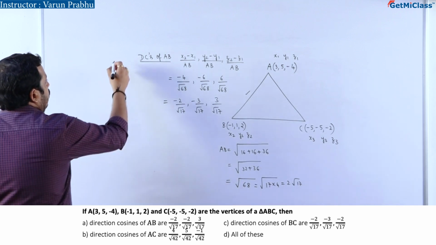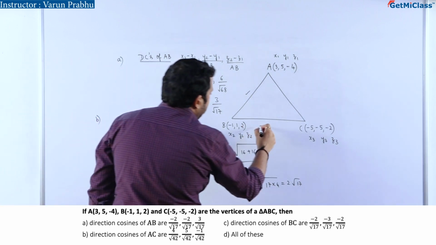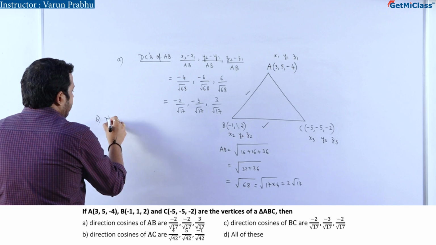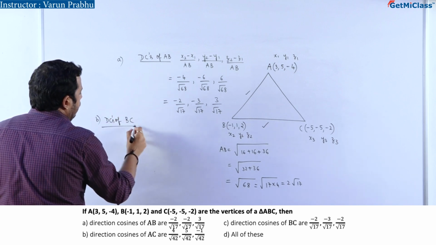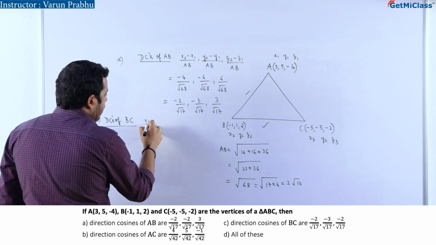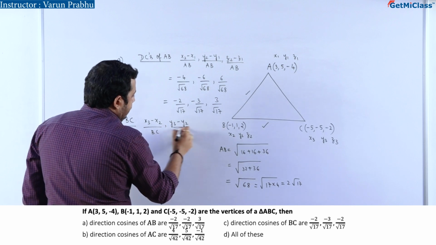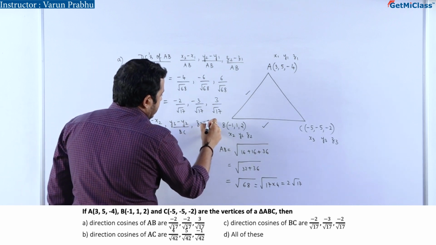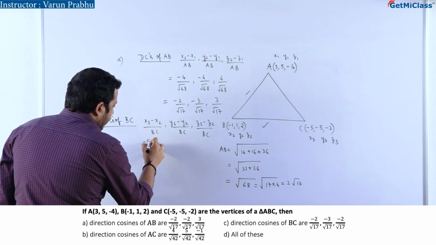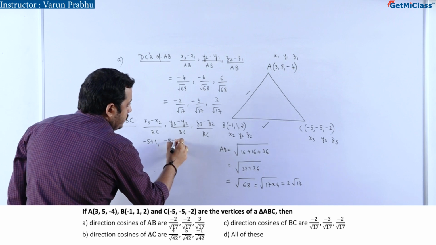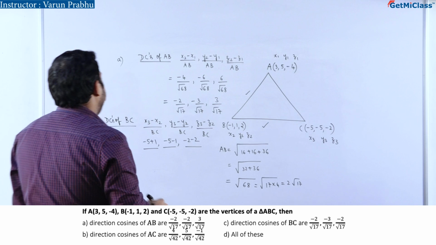But because there is an option called all of these, I will calculate the second part. I will calculate the direction cosines of BC. How do you calculate this? This is nothing but x3 minus x2 divided by BC, y3 minus y2 divided by BC, and z3 minus z2 divided by BC. So, minus 5 plus 1, comma, minus 5 minus 1, and then minus 2, divided by BC.